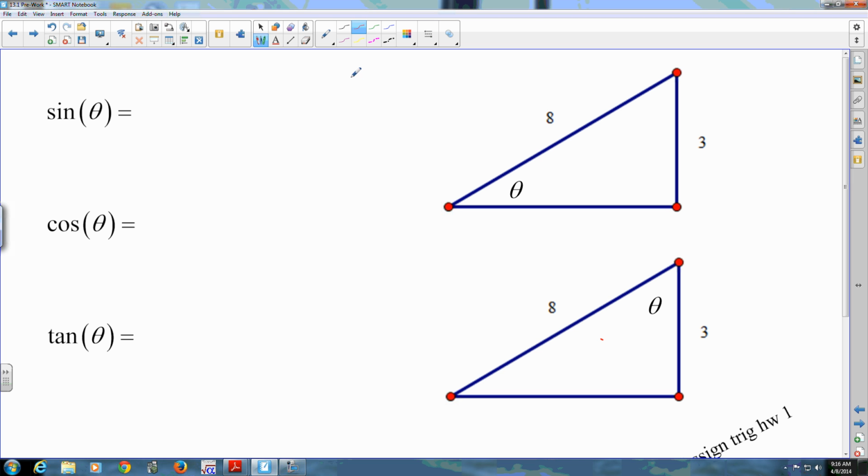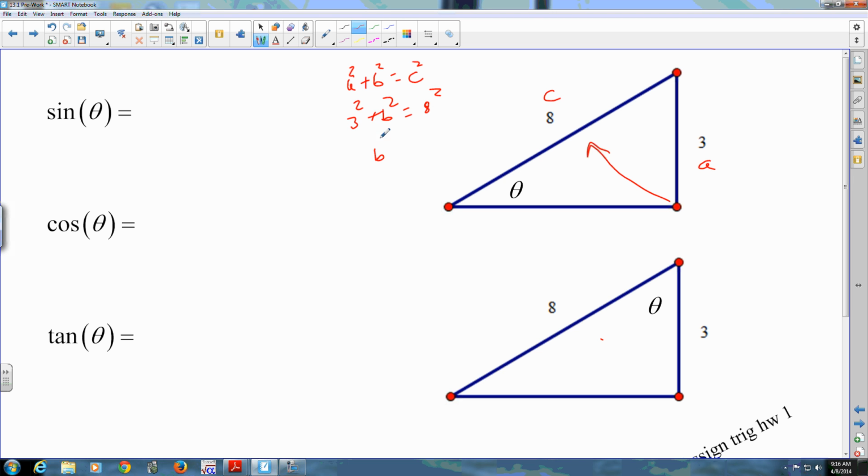So the Pythagorean theorem was a squared plus b squared is equal to c squared. To get this missing side, this side is your c, and this side, it really doesn't matter which one's a or b, as long as c is the hypotenuse. So how about we call it a? Right now it really doesn't matter which one it is, right? So we have 3 squared plus b squared is 8 squared.